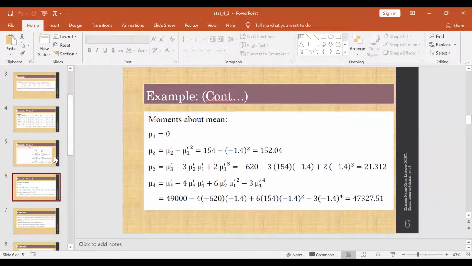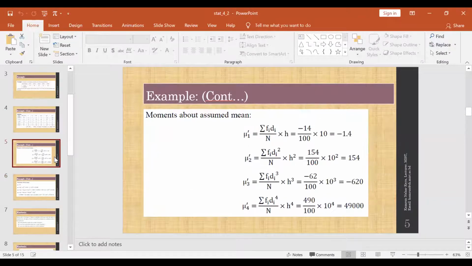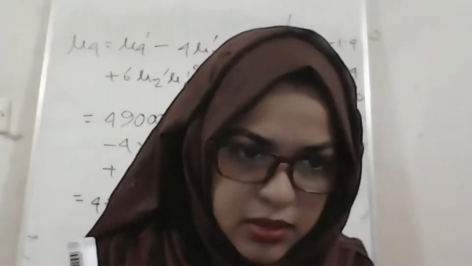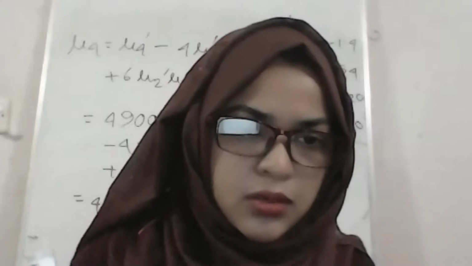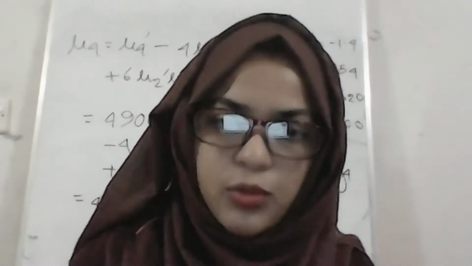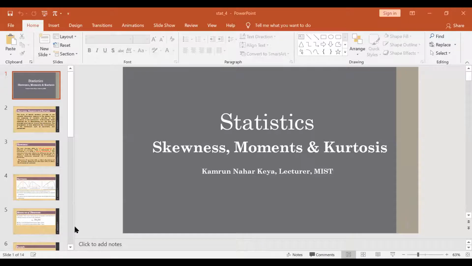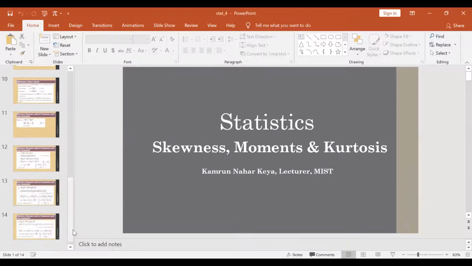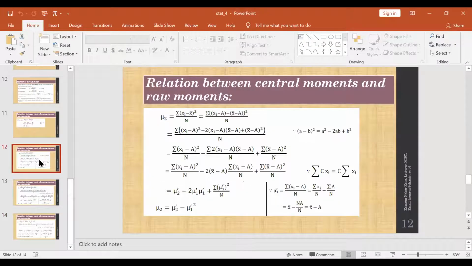Okay. This was actually the relationship between central moments and raw moments. I need to show another slide for that. I have closed it down. In the last class, we learned the relationship between raw moments and central moments. It's possible to forget since it was a long time ago, before our Eid vacation.